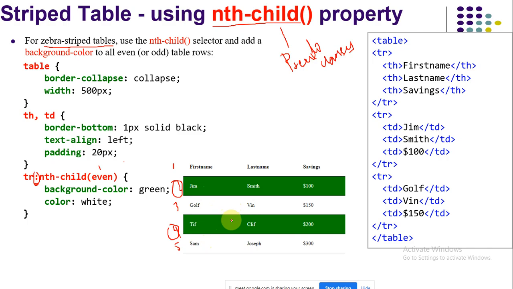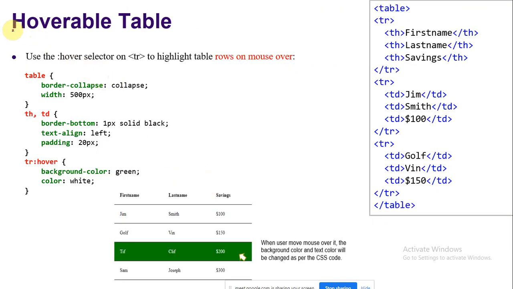Okay, right. So next comes the hoverable table. We can apply a hover effect to the table also. There is another pseudo class called colon hover that we can apply, right? Hover is an effect when you roll your mouse on the element. When you keep the mouse on the element, the hover effect will be applied in CSS.